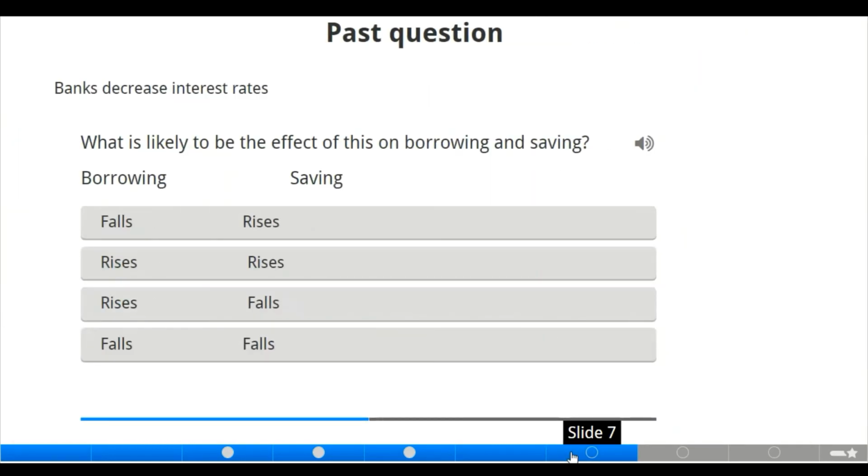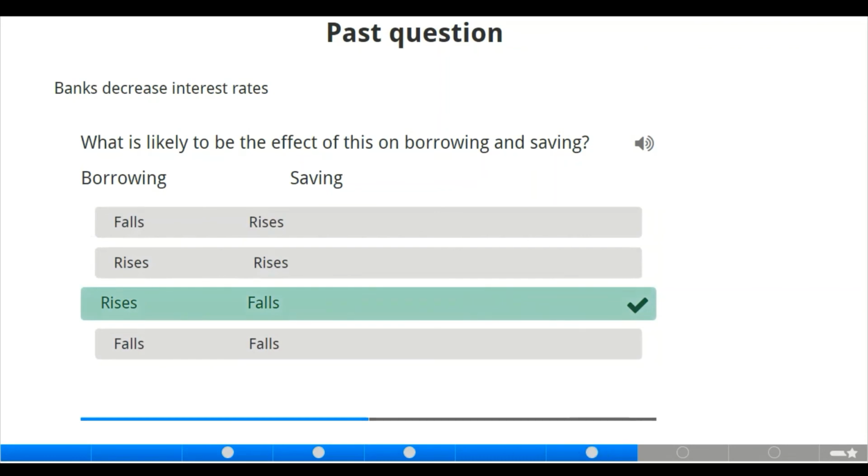Now moving to the next slide, where we have a past question. Banks decrease interest rate. What is likely to be the effect of this on borrowing and saving? When bank decided to decrease the interest rate, what is likely to be the effect of this on borrowing and saving? Of course, when bank decrease interest rate, the borrowing should rise while the saving will fall. Now let us check the options. We have borrowing rises, saving falls as our correct answer.